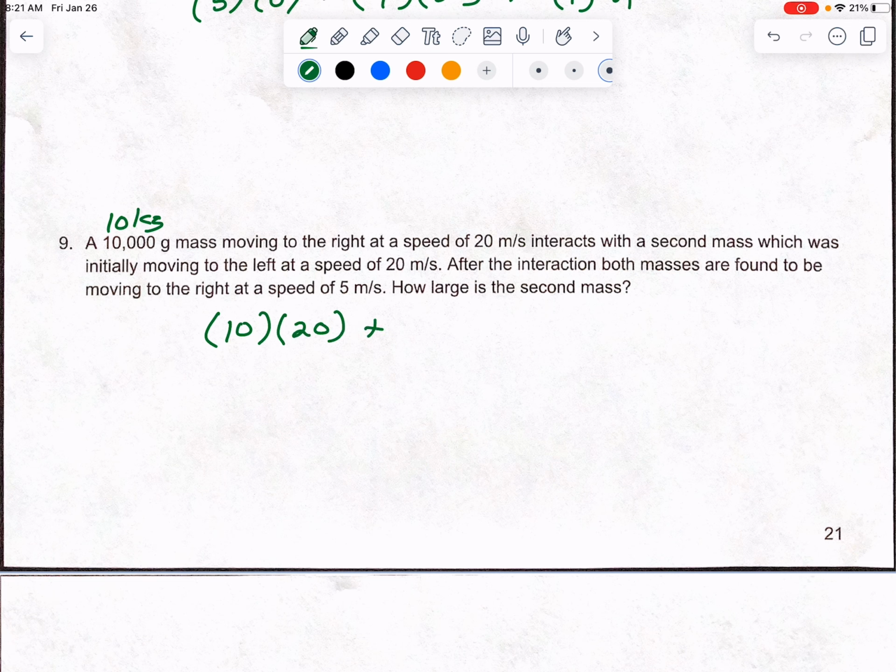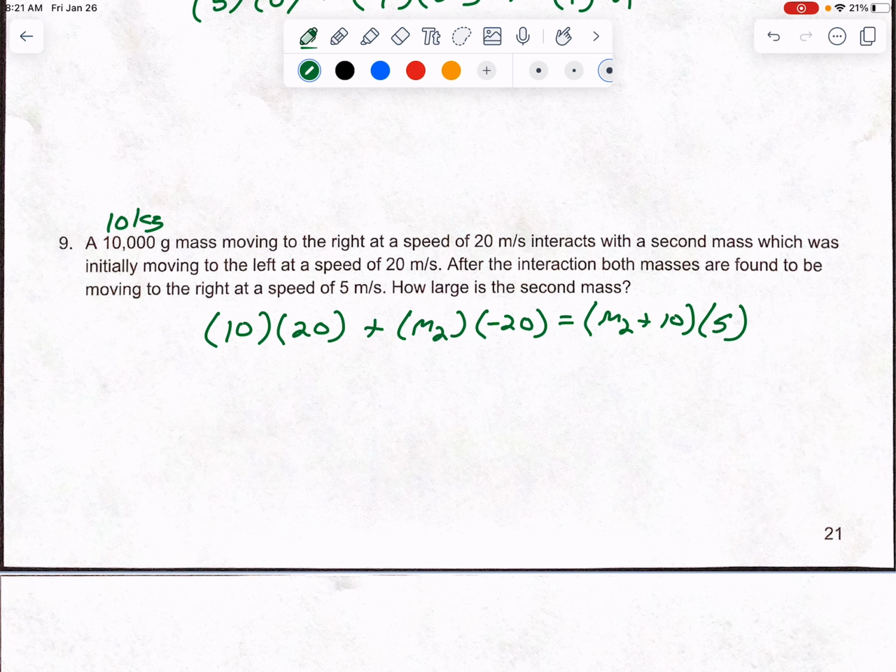Plus, interacts with a second mass. We don't know what M2 is, so we're just going to leave it as M2. It's moving to the left at 20, so that's negative 20. Now they stick, so that would be M2 plus 10. So we combine those, and now they have a velocity moving to the right at 5.